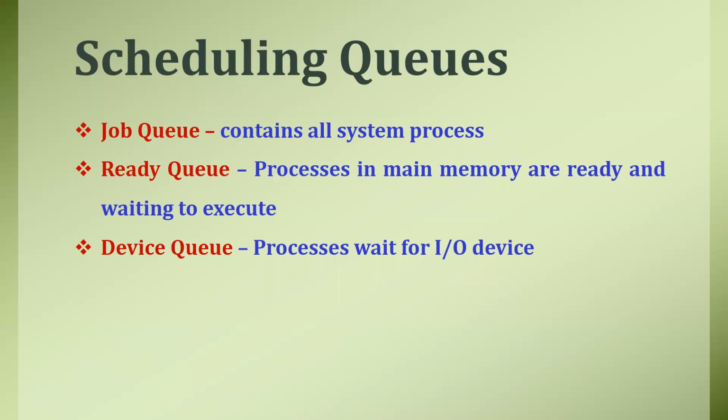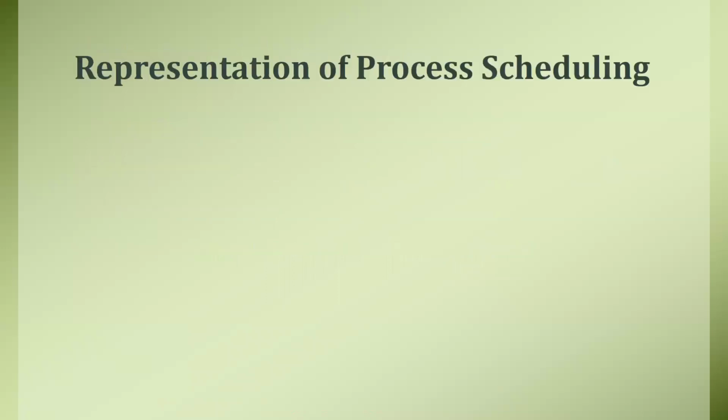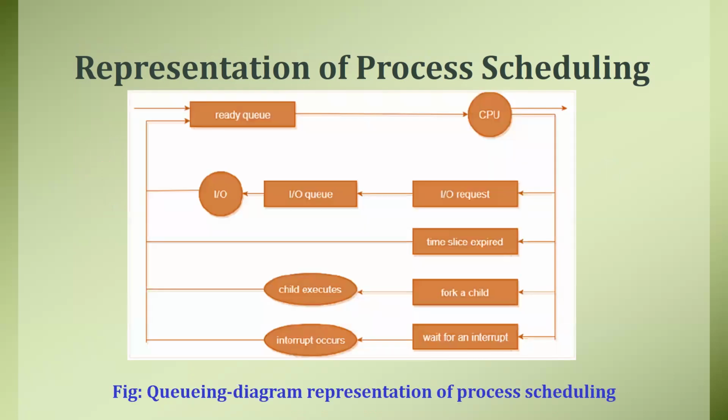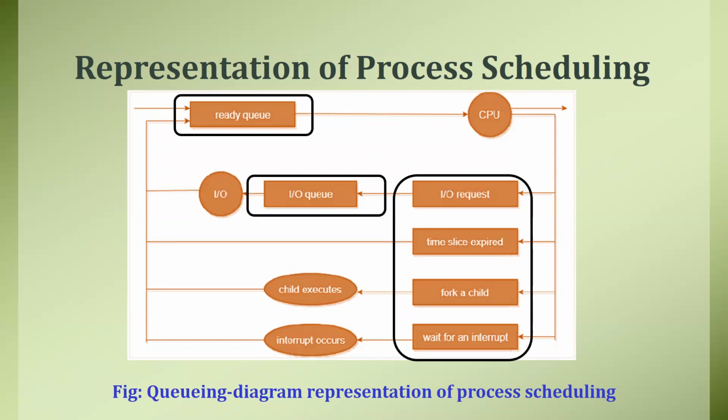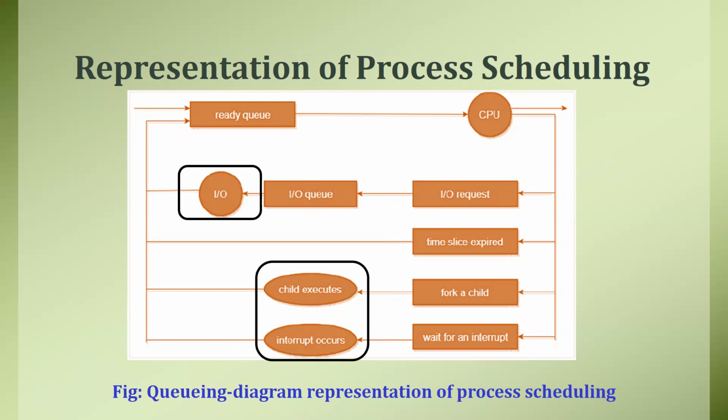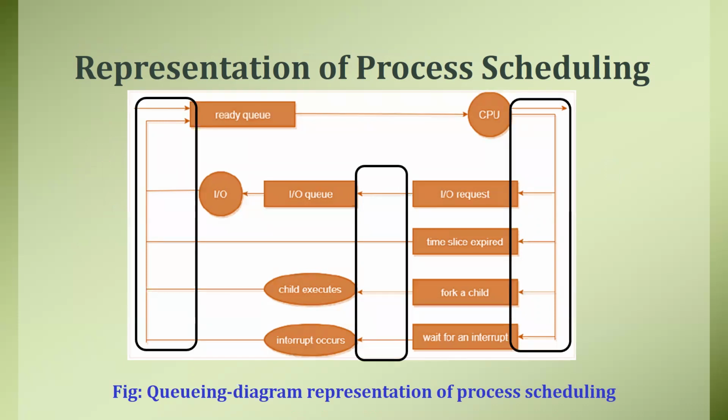Now let's see about the representation of process scheduling. A common representation of process scheduling is a queuing diagram, as represented as follows. Each rectangular box represents a queue. Two types of queues are present: the ready queue and a set of device queues. The circle represents the resources that serve the queue, and the arrow indicates the flow of processes in the system.